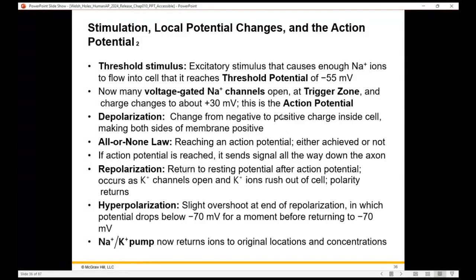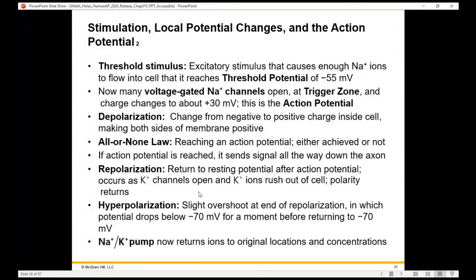Now, many voltage gated sodium channels open at the trigger zone, and the charge changes to about positive 30 millivolts. This we call the action potential. Depolarization is the change from negative to positive charges inside the cell, making both sides of the membrane positive. There's an all or none law here. Reaching an action potential either is achieved or it's not. If the action potential is reached, it sends a signal all the way down the axon.